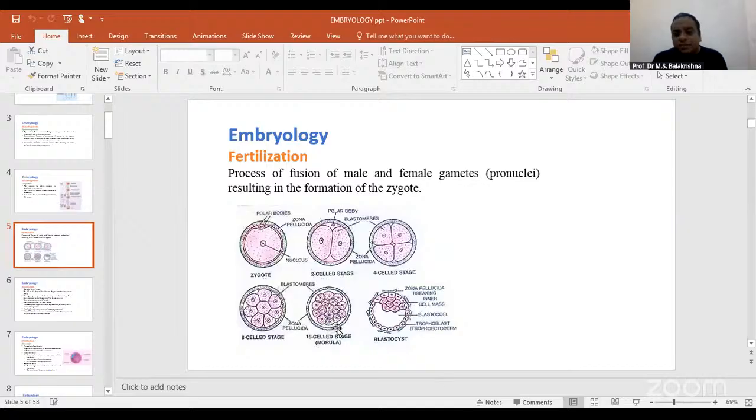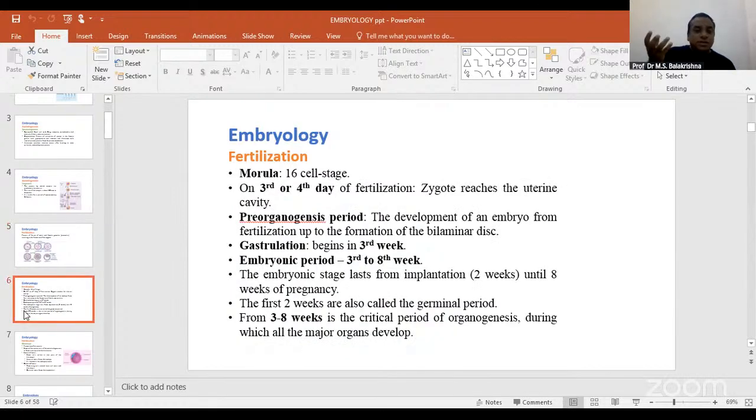And then later, these blastomeres will go towards the pole, and a cavity-like structure develops here. The zona pellucida and the inner cell mass get attached, and the cavity that is formed is the blastocele, the cavity filled with liquid, and the blastocyst will be formed. So what we have learned so far: the morula is a 16 cell stage, and on the 3rd to 4th day of fertilization, the zygote reaches the uterine cavity.